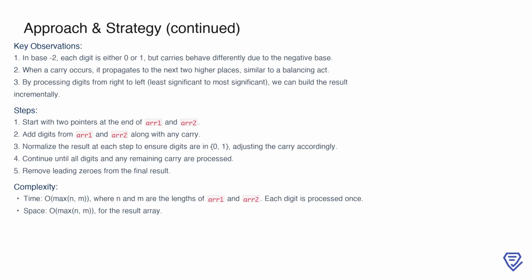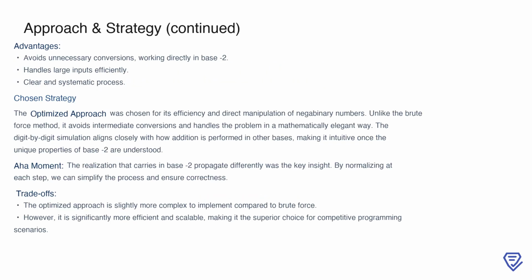The space complexity is also O(max(n, m)), as the result array grows proportionally to the size of the inputs. The optimized approach offers several distinct advantages. By working directly in base-2, it eliminates the need for unnecessary conversions, which not only saves time but also avoids the overhead of handling large intermediate values. This makes the method particularly well suited for handling large inputs efficiently.